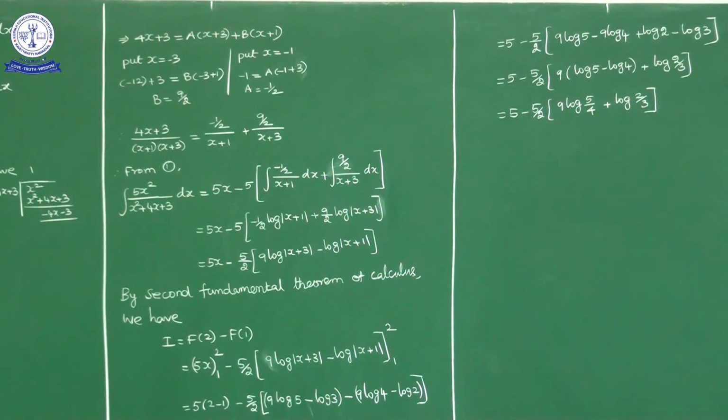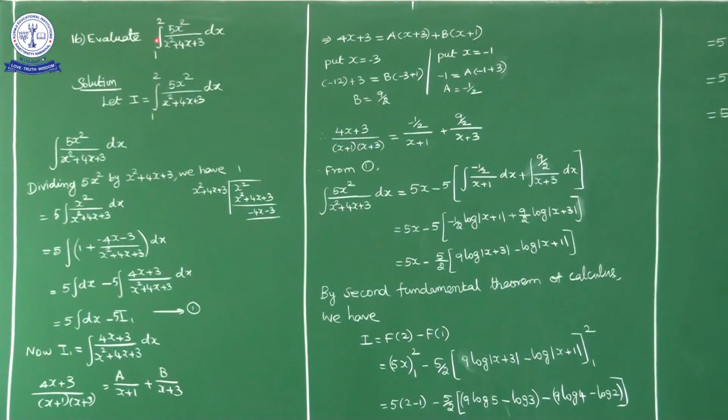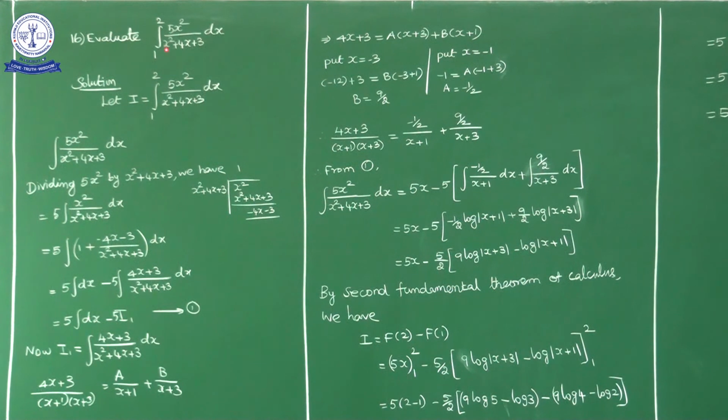Okay, I will repeat once again. Here the given question is to evaluate the integral from 1 to 2 of 5x square upon x square plus 4x plus 3 dx. Here the numerator is quadratic, and the denominator is also quadratic. So for the integral of 5x square upon x square plus 4x plus 3, first of all I will calculate this indefinite integral. Here the numerator and denominator are both quadratic polynomials, so it is not a proper rational function.